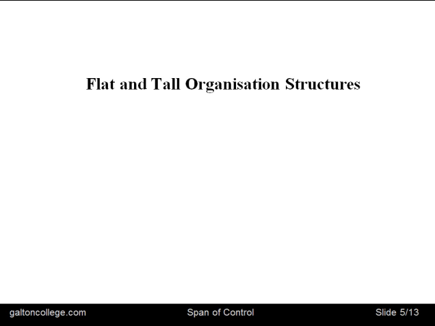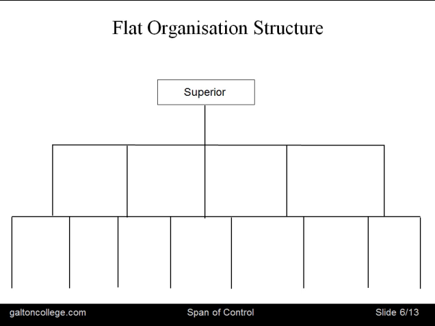Now let's look at flat and tall organization structures, and as I said, we have looked at these in other videos in this series as well, but let's run over it again. So first of all, a flat organization. Well, as you can see at the bottom are the workers. Above the workers there are some managers, and above the managers is the superior, is the CEO or the managing director or the chairman or whatever you want to call this person, whatever the title is.